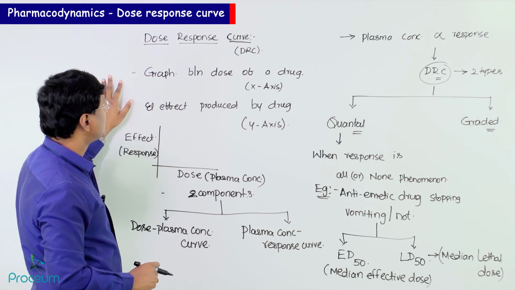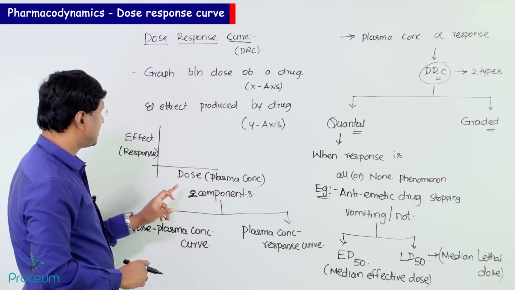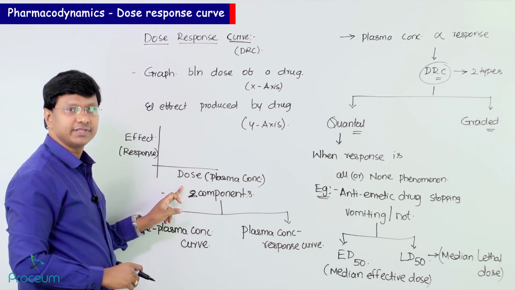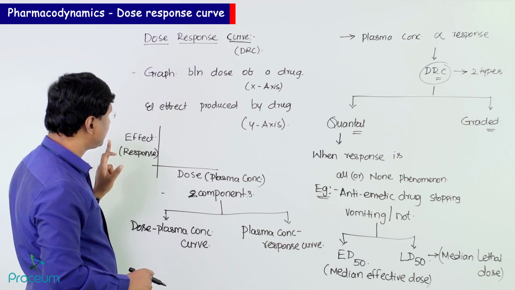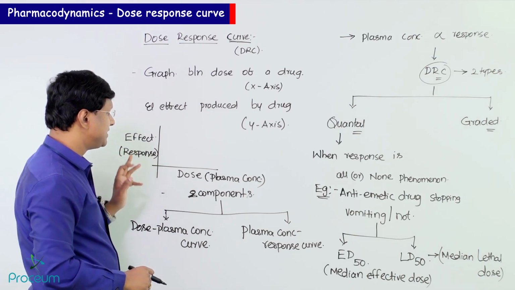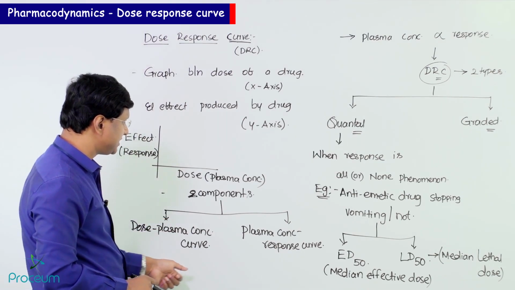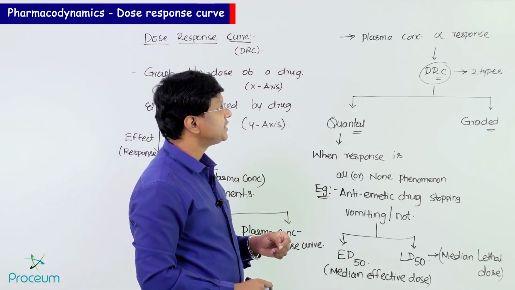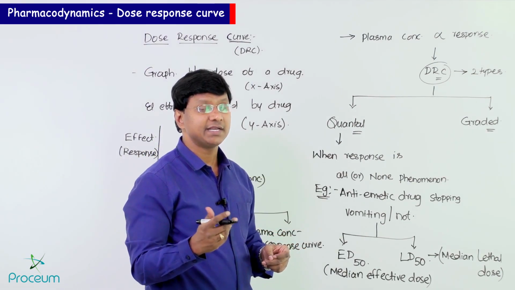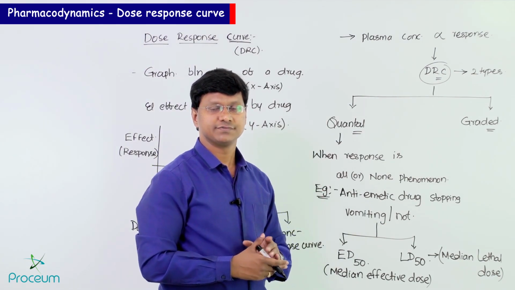If you take the dose response curve, it is actually the graph between the dose of the drug or the plasma concentration of the drug on the x-axis and the effect which is being produced by the drug, or the response of the drug, on the y-axis. And there are two components in this dose response curve. One is the dose plasma concentration curve and the other one is the plasma concentration response curve. And plasma concentration of the drug is directly proportional to the response of the drug, and that is what is called the dose response curve.